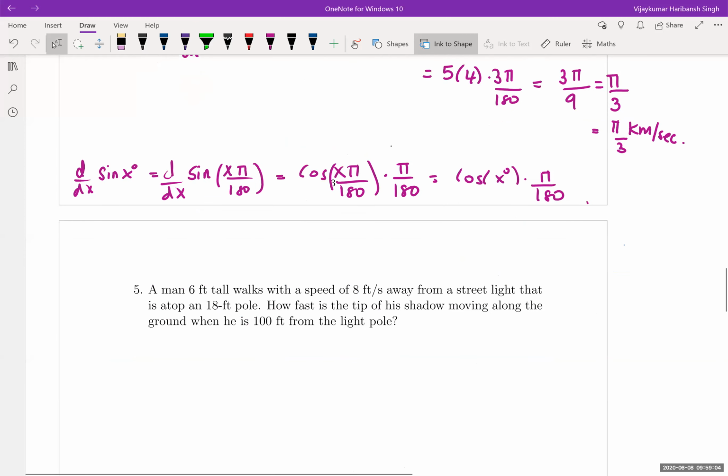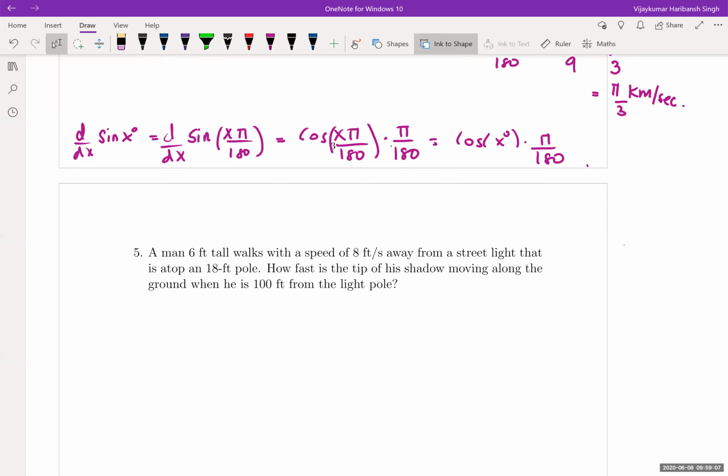Now let's look at the next problem. A 6 foot tall man walks with a speed of 8 feet per second away from the street light that is on top of an 18 feet pole. How fast is the tip of the shadow moving on the ground when he's 10 feet from the light pole? So let's first draw this. What are the things given to us? A 6 foot tall man walks with a speed of 8 feet per second away from the street light that is on top of an 18 feet pole.